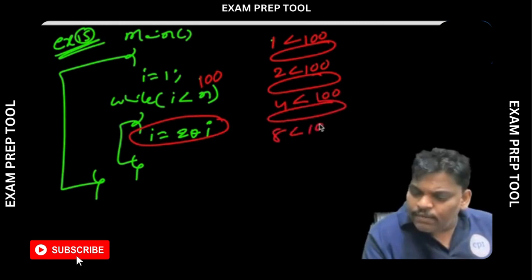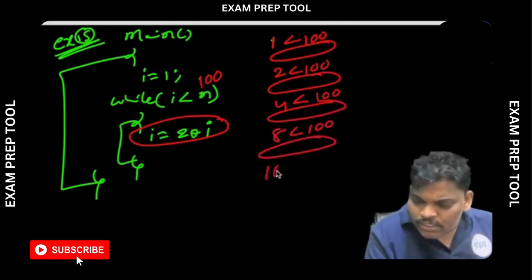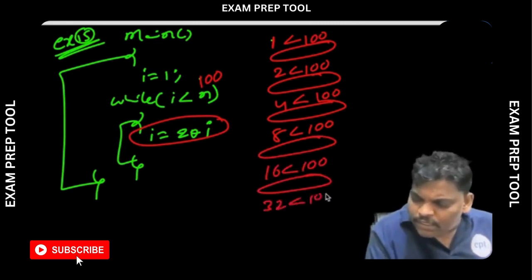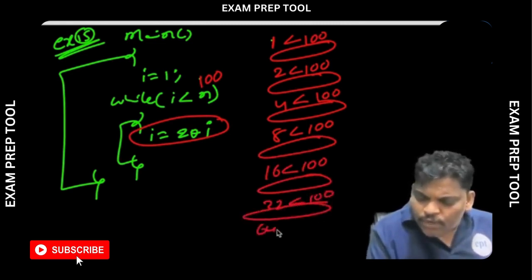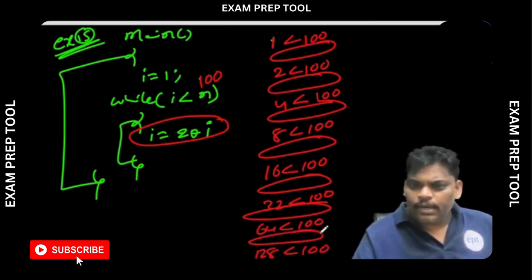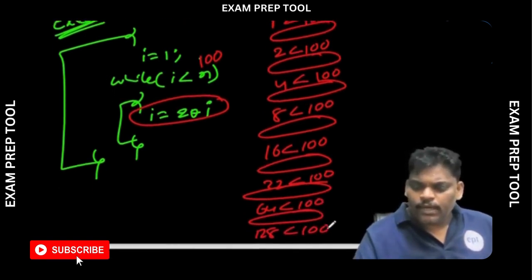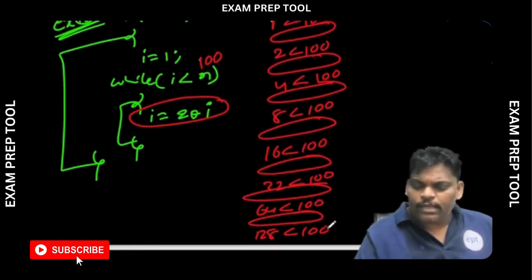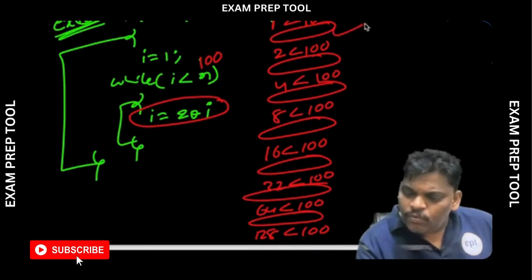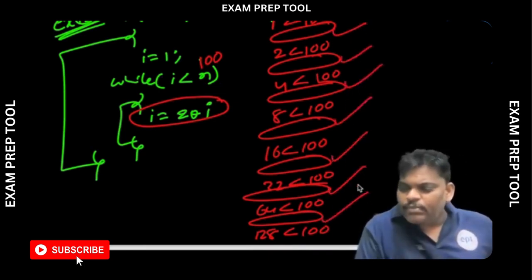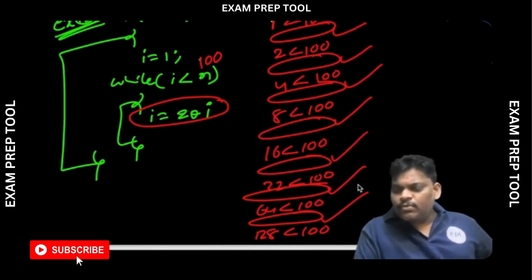8 less than 100, condition true. 16 less than 100, true. 32 less than 100, true. 64 less than 100, true. 128 less than 100, condition fails. Check here, condition fails. So how many times did it pass? 1, 2, 3, 4, 5, 6, 7. Only 7 times it passes.